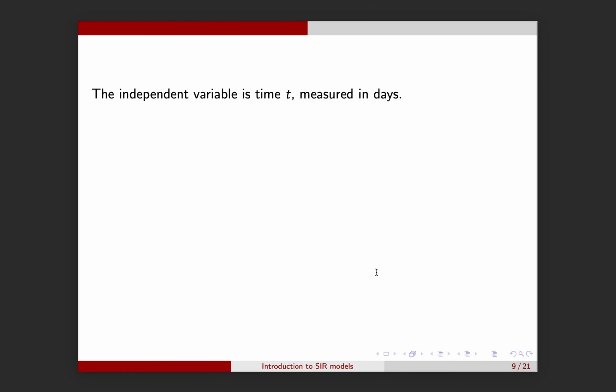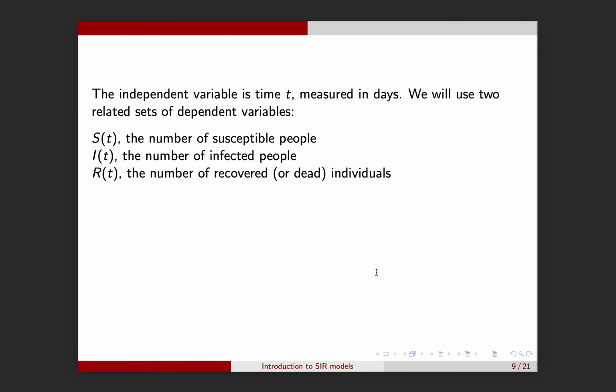All 3 of those variables depend on time. So the underlying independent variable underneath all of this is time. When we make graphs later, not in these slides, but on Monday, I guess, the independent variable is time, so there will be a time axis that we'll be graphing against. We're going to use 2 different sets of these 3 dependent variables. Capital S is the number of susceptible people, S for susceptible. Capital I is the number of infected people at this time, on this day. So S of 10 is the number of susceptible people on day 10. And then R of t, number of recovered.